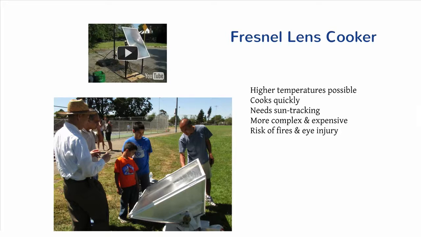Okay. The Fresnel lens cooker is very similar to a parabolic one, but it works in transmission. It's a flat piece of glass, or plastic, by the way. You might have seen this in overhead projectors, which you don't see anymore. If you look at that piece of plastic, it has little grooves on it, and this is what's called a Fresnel lens. It's a flat lens, okay? And it focuses light. In the projector, it's used to project an image.